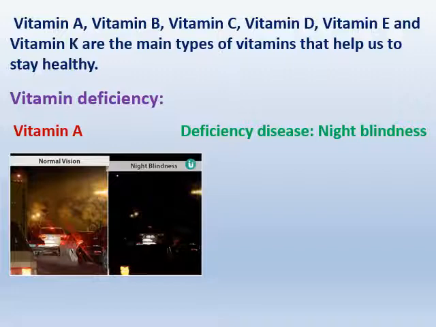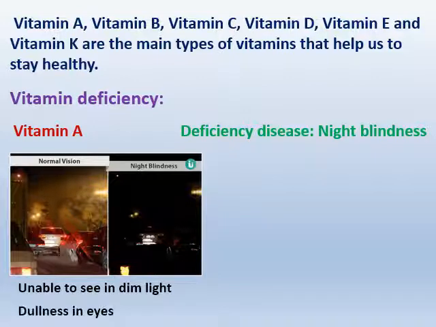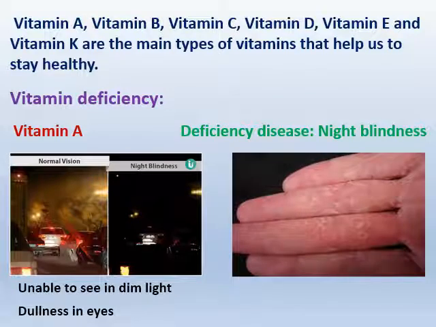The first image shows a person having healthy, good eyesight. The second image shows a person suffering with night blindness. That means the vision is very poor during night. The symptoms are being unable to see in dim light and dullness in eyes. And next, you can see the fingers and almost the full body, children. The skin becomes very scaly and very dry because of the deficiency disease. Clear? So dry and scaly skin.